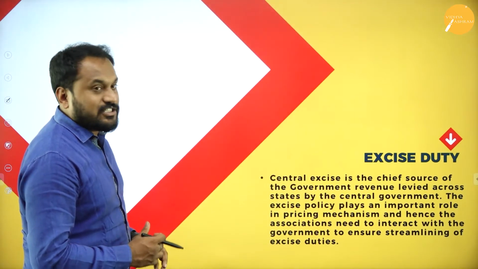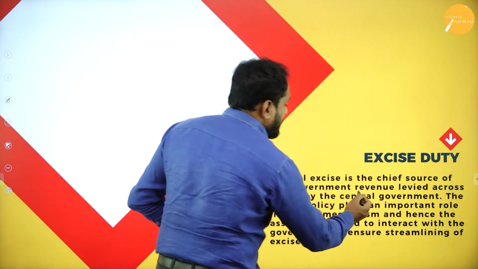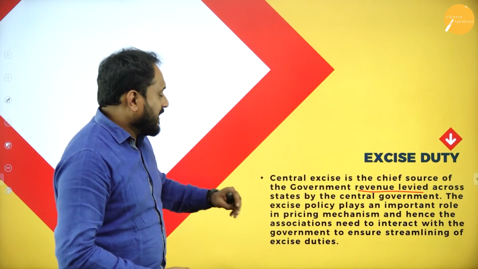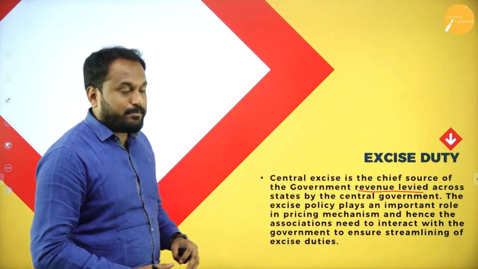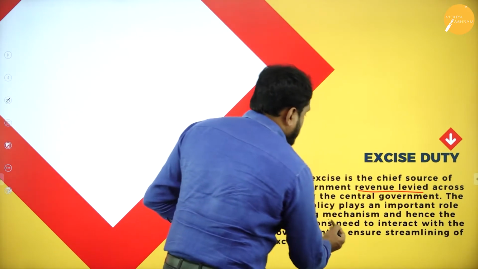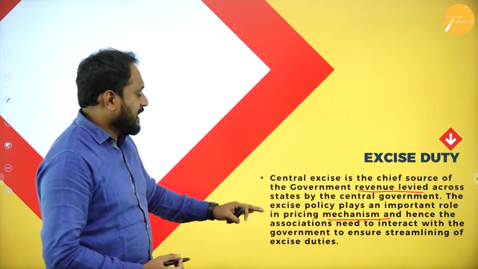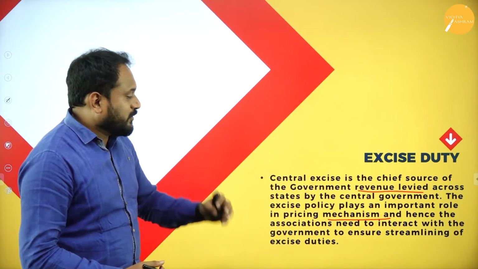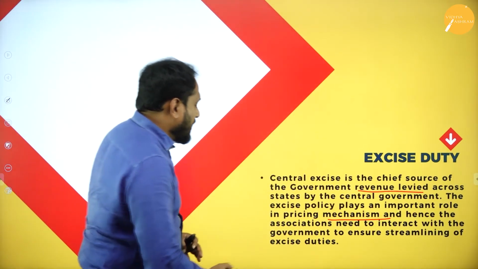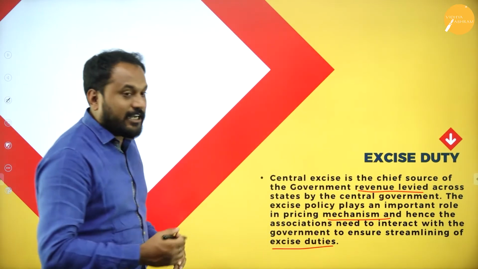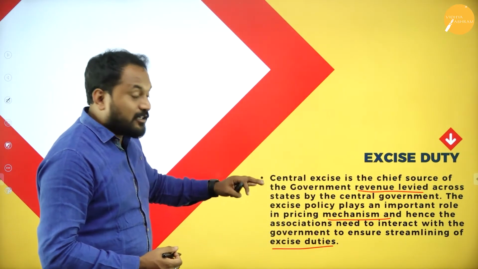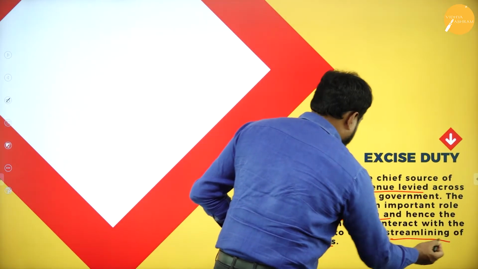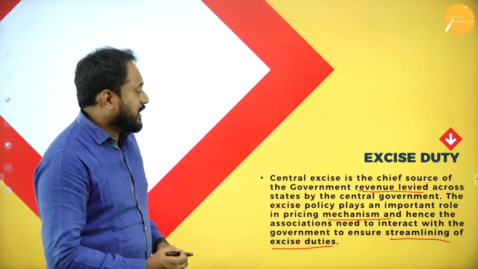Now, next one is excise duty. Central excise is the chief source of government revenue, levied across states by the central government. The excise policy plays an important role in the pricing mechanism, and hence the association needs to interact with the government to ensure streamlining of excise duty. Now, this authority will also go and ensure that there is a proper streamlining of excise duty.